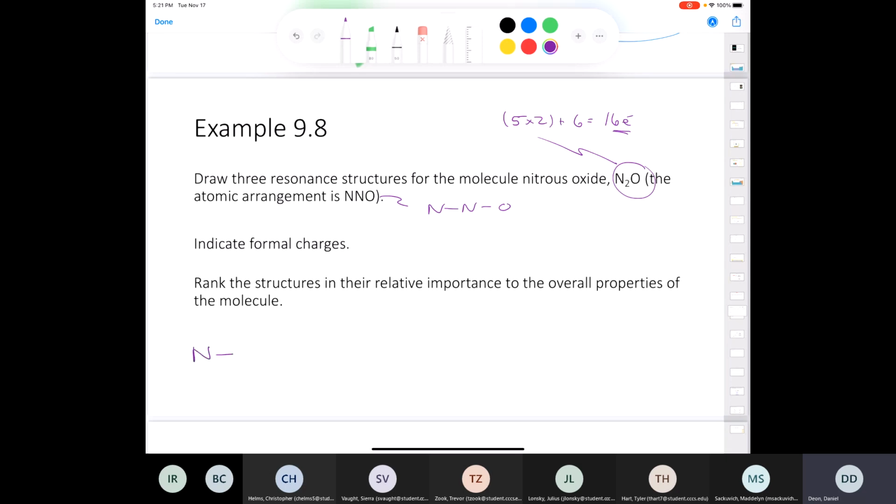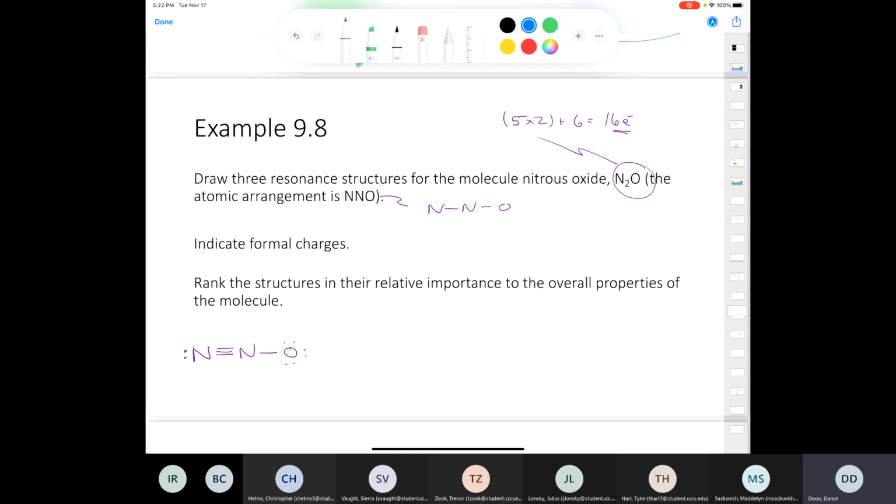If I put a nitrogen and an oxygen like this, so far I've only used up 4 electrons. I've got 12 to go, so let's start putting them around. Since oxygen is the most electronegative, I could put 6 electrons there, so that's 6, 7, 8, 9, 10. Now I have 6 left. So if I put 1, 2, 3, 4, 5, 6 like this, I'm just trying to find ways to give everybody an octet.